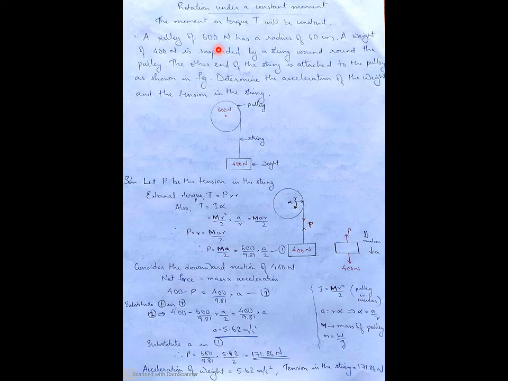The weight is 600 Newton. So mass is 600 divided by 9.81, into acceleration A. This 2 is already given over here. So it is 2. Let it be equation 1.